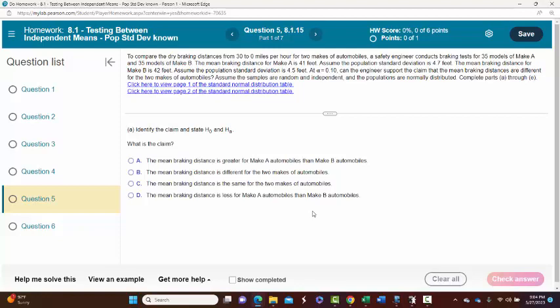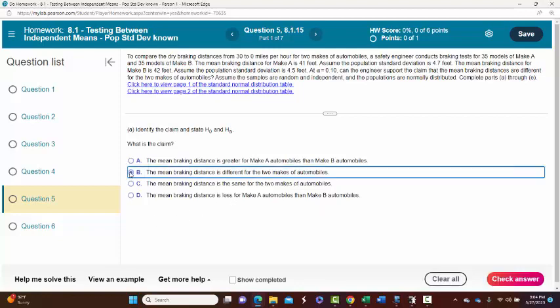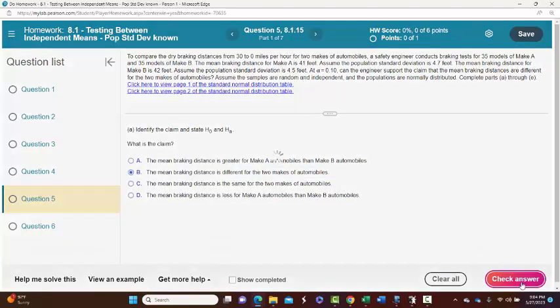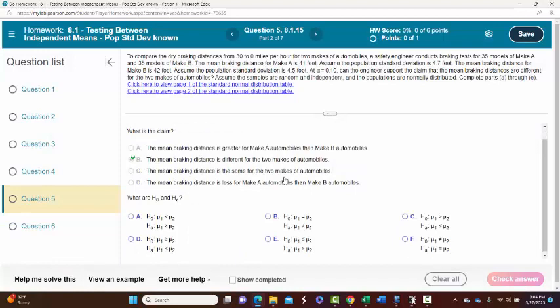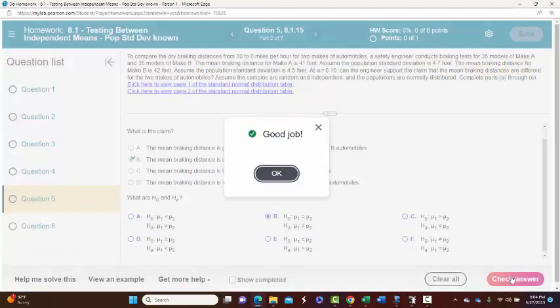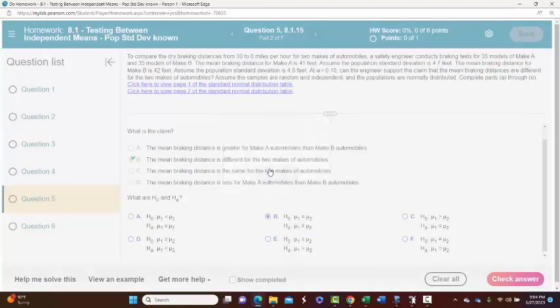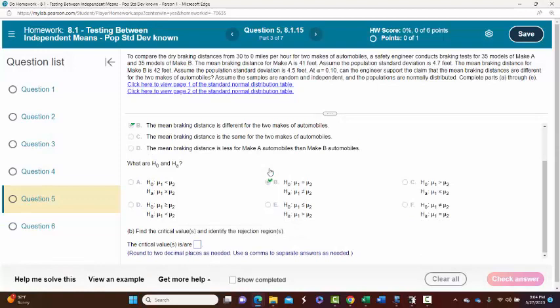Okay, are they different? Different means not equals. Okay, so this is an easy question to answer here. And the H0 and the Ha are going to be equal, not equal. Critical values.